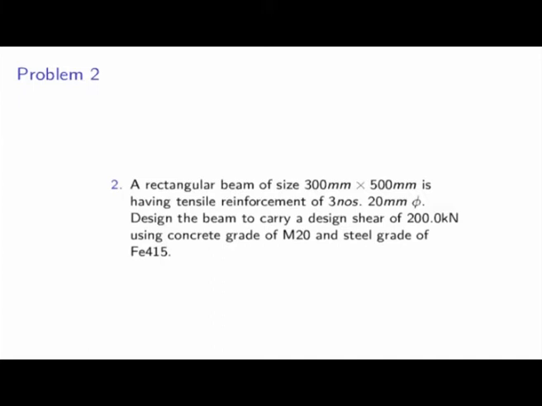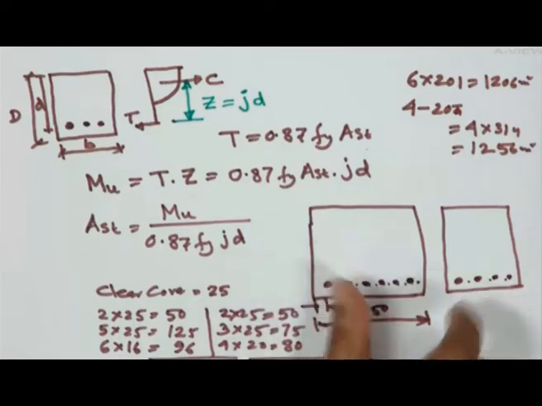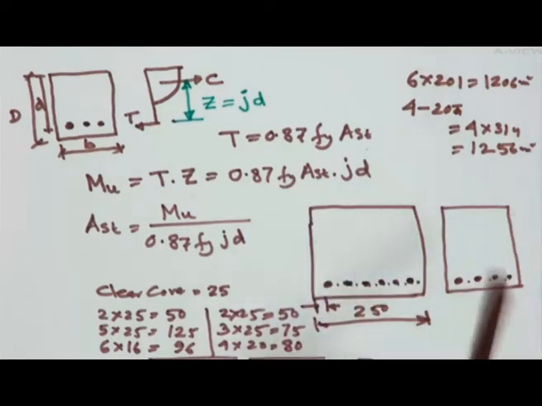Why? Because I don't want to do the calculation again. If you increase the width of the beam, you have to do the whole calculation again, because you have to check how much concrete resistance you are getting and how much steel resistance. But if I increase only the diameter, then there is no such problem. So that's why I prefer just increasing the diameter in this case.